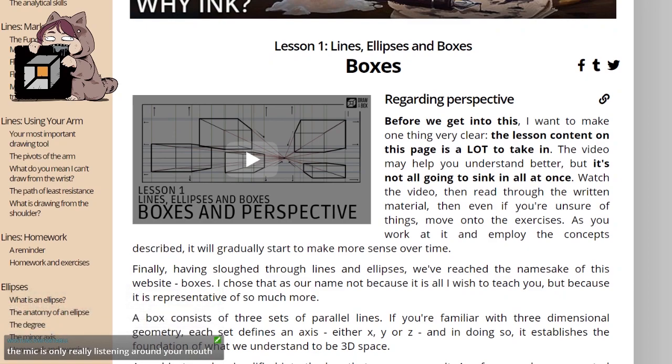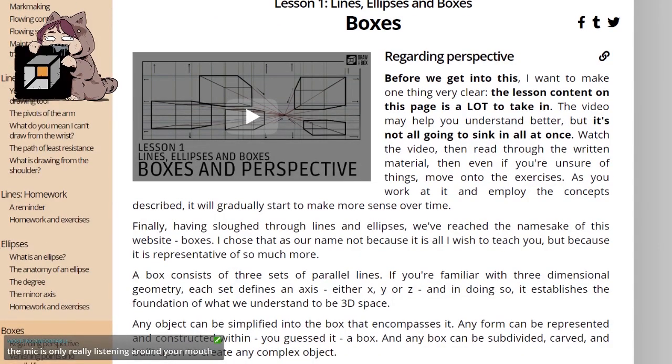Lines, ellipses, and boxes, and we're finally at boxes. So, regarding perspective, before we get into this, I want to make one thing very clear. The lesson content on this page is a lot to take in. The video may help you understand better, but it's not all going to sink in at once. Watch the video, then read through the written material. Then, even if you're unsure of things, move on to the exercises. As you work at it and employ the concepts described, it will gradually start to make more sense over time.